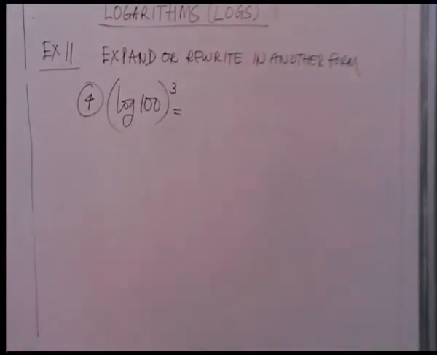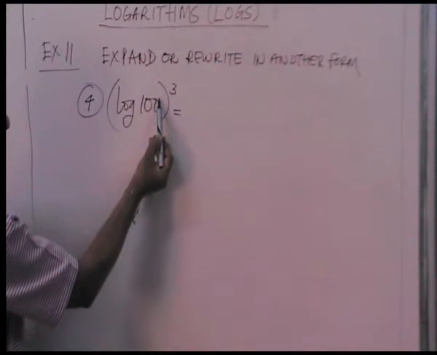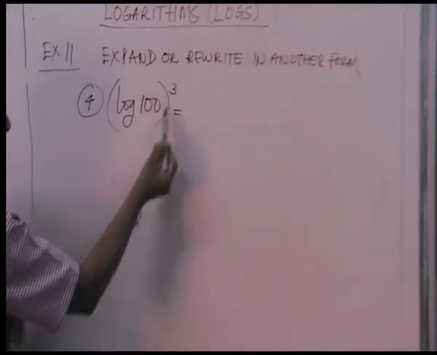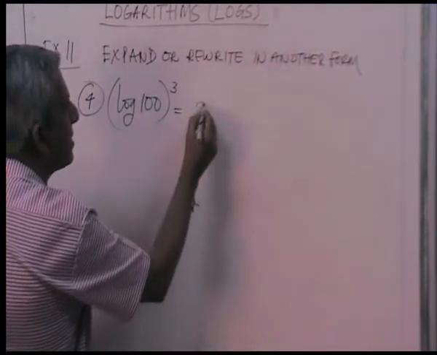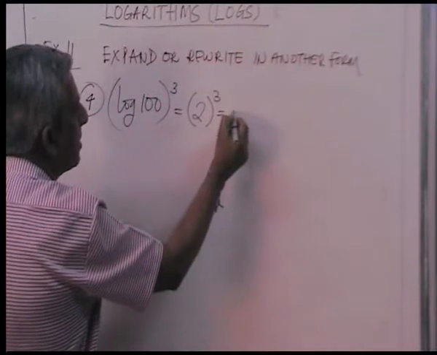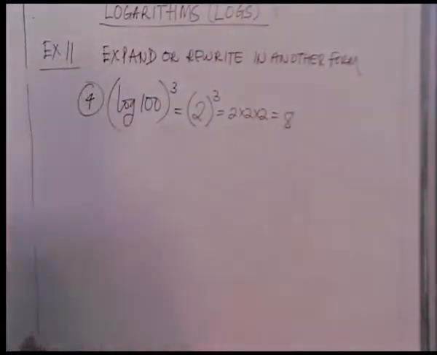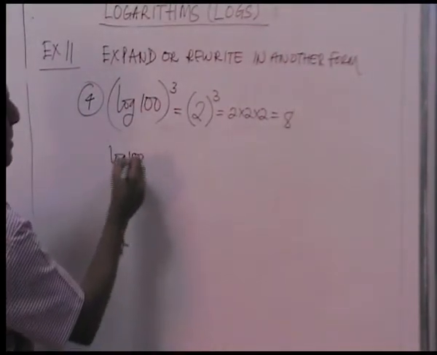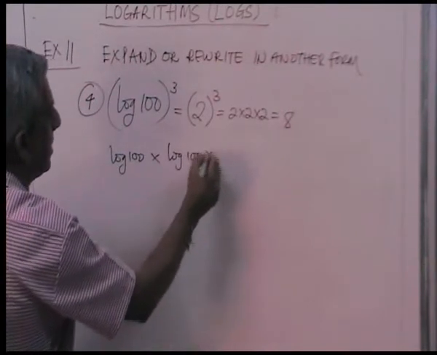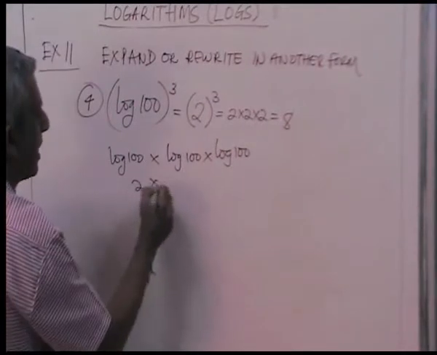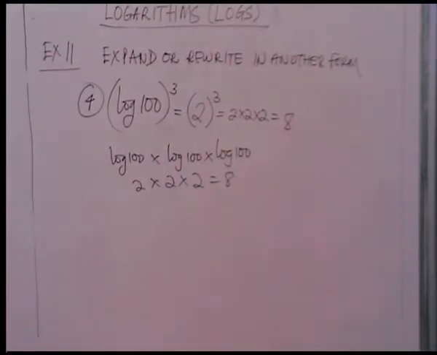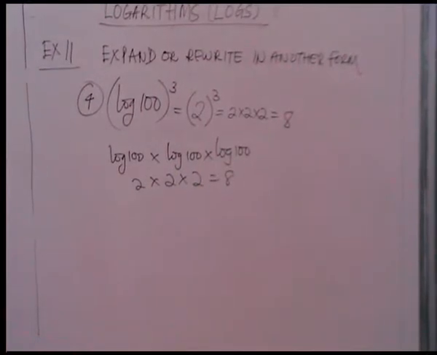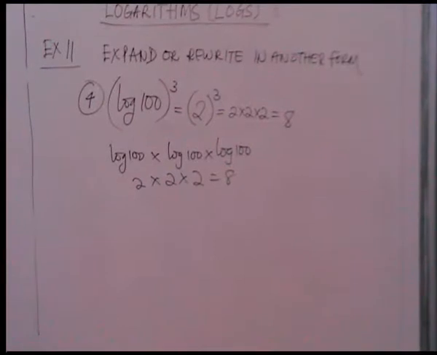Right, in this question you got log of 100 cubed. So you got to be careful. That 3 is not an index here. Right? It's not here. It's log of 100 all cubed. So you follow the instructions. So what is log of 100? It is 2. So it will be 2 cubed, which is 2 times 2 times 2, which is 8. Or if you wanted, you could have written log of 100 times log of 100 times log of 100, which gave you 2 times 2 times 2, which still gave you 8. Alright? But you have to be very, very clear that the 3 was not an index on the 100. It's the whole thing that is cubed. Right, that was number 4.